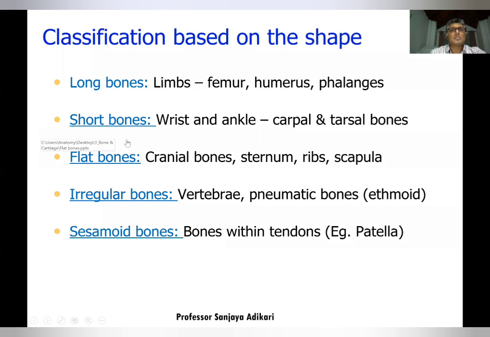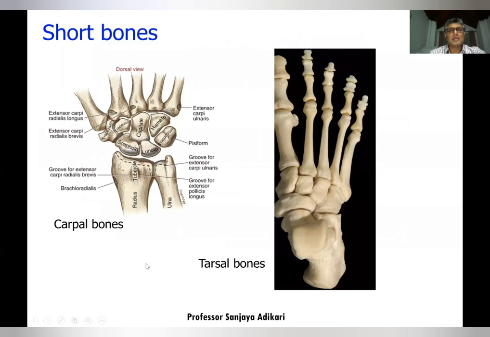Examples are the bones in the wrist and the ankle. I'll show you a different slide. In this diagram, these are carpal bones, which are considered short bones. These are tarsal bones. Again, they are considered short bones. There are 8 carpal bones and 7 tarsal bones.